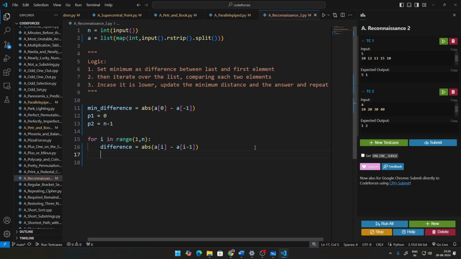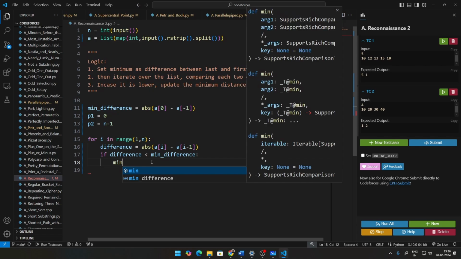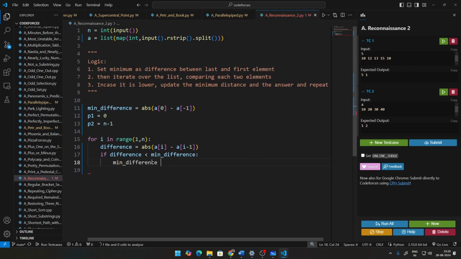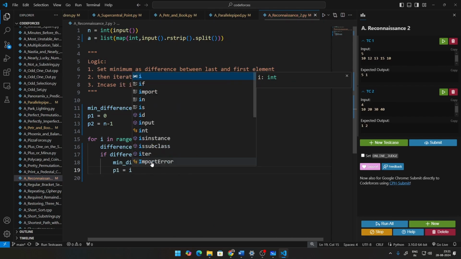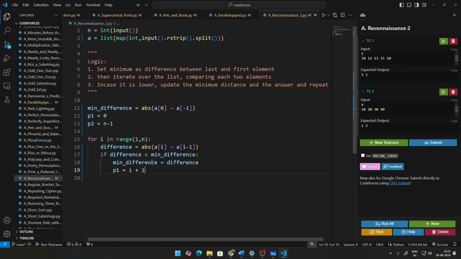Correct. What we'll say is, if this particular difference value is less than our minimum difference, in that particular case we need to update all of this here. So first of all, what will minimum difference be? See, in this particular case, minimum difference will be nothing but the difference. Correct. Then what else do we need to update? We need to update who is the first person and the second person. P1 will be nothing but I, but then we have to find the position. So I plus 1, we discussed that. P2 will be nothing but I minus 1 plus 1, nothing but I. Okay, that is also updated here.